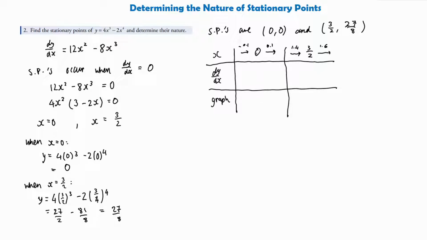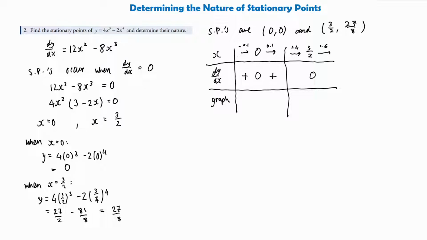Now, if we substitute 0 in, we can see we're going to get 0. And if we substitute in 3 over 2, you can try this yourself, but you'll find that it is going to give you 0. We do that in the bottom step. Now, if you substitute in negative 0.1, you'll find it gives you a positive value. And when you substitute in 0.1, you'll also find that it gives you a positive value.